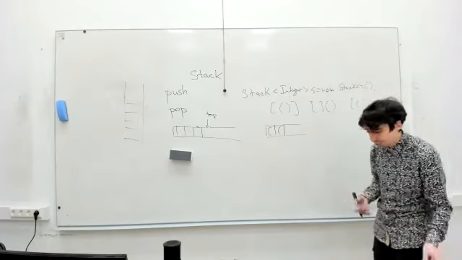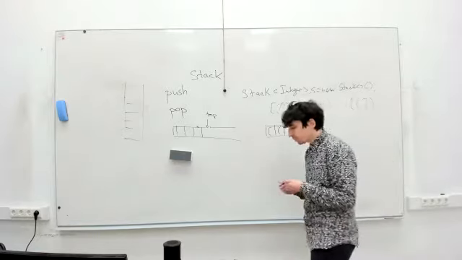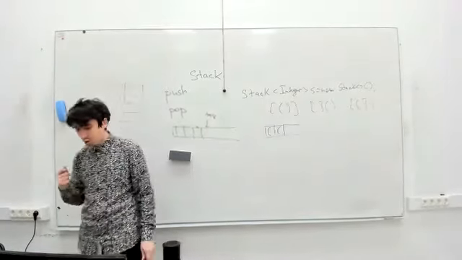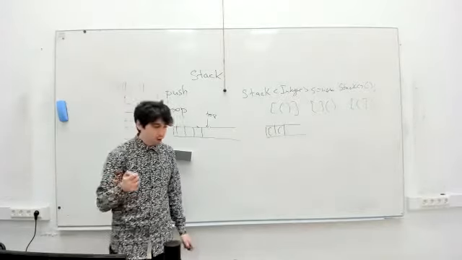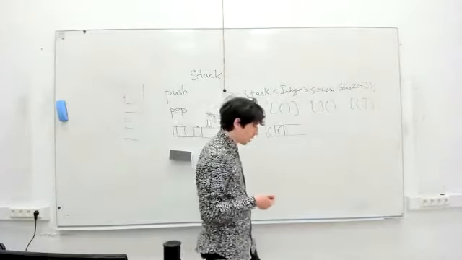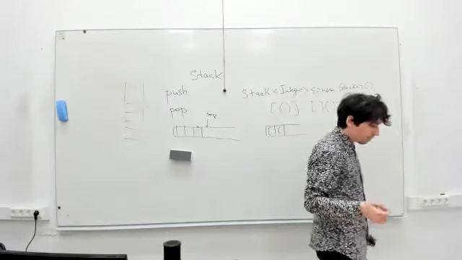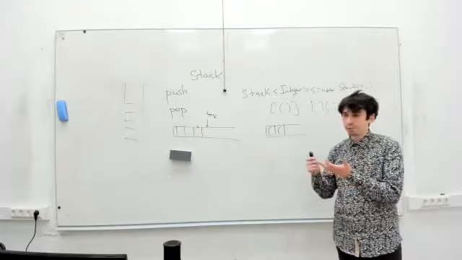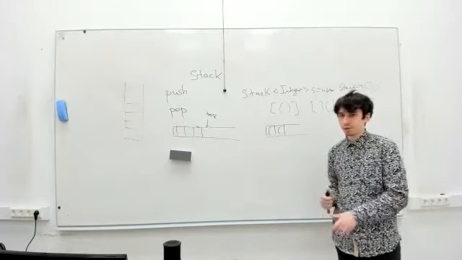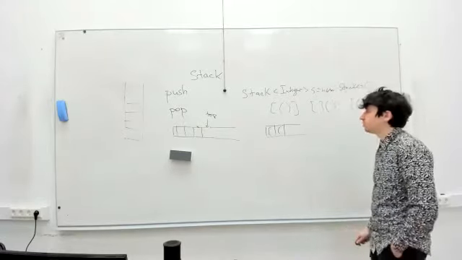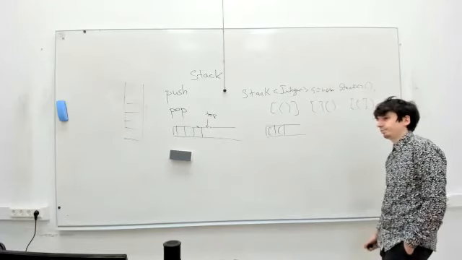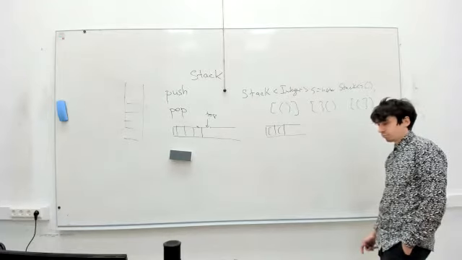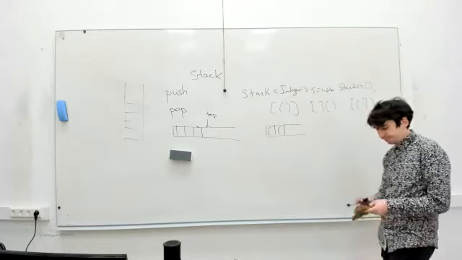So the algorithm is pretty simple. You just push open brackets. If you have a closed bracket, you just compare it with the bracket on the top and pop it if it is possible. If you cannot pop it, then your sequence is incorrect. Okay? Yeah. Okay, good.